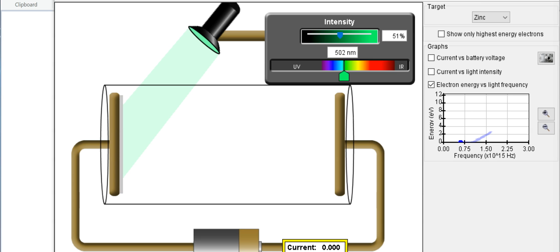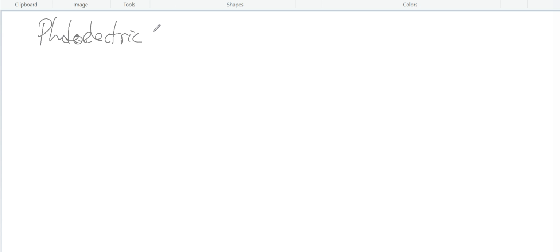Okay, so let's get rid of this. We'll go back to me drawing a little bit here. There we go. And let's summarize a little bit about what we're talking about here. Let me change my color here. All right, so we are looking at the photoelectric effect, and let's see if we can summarize and diagram some stuff out here.